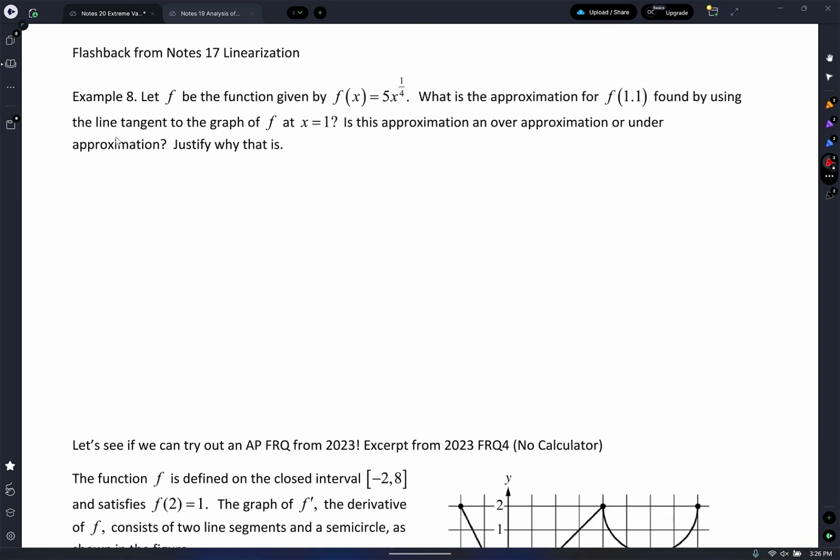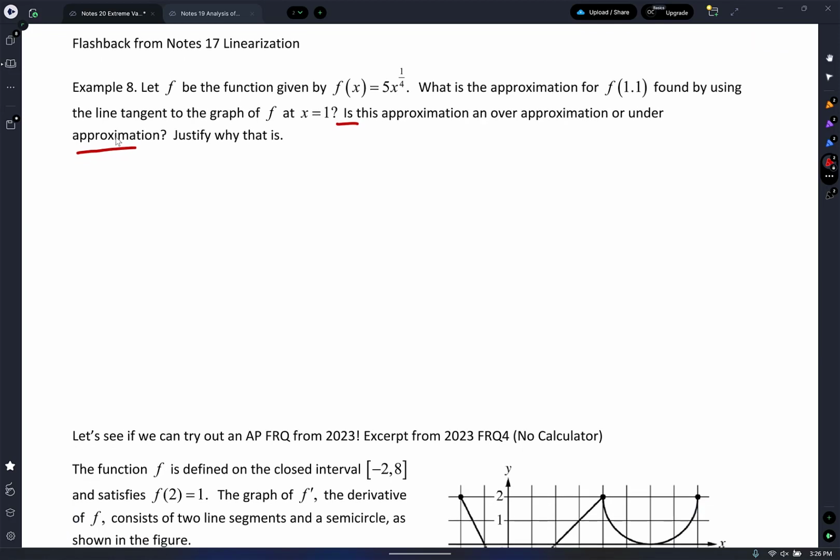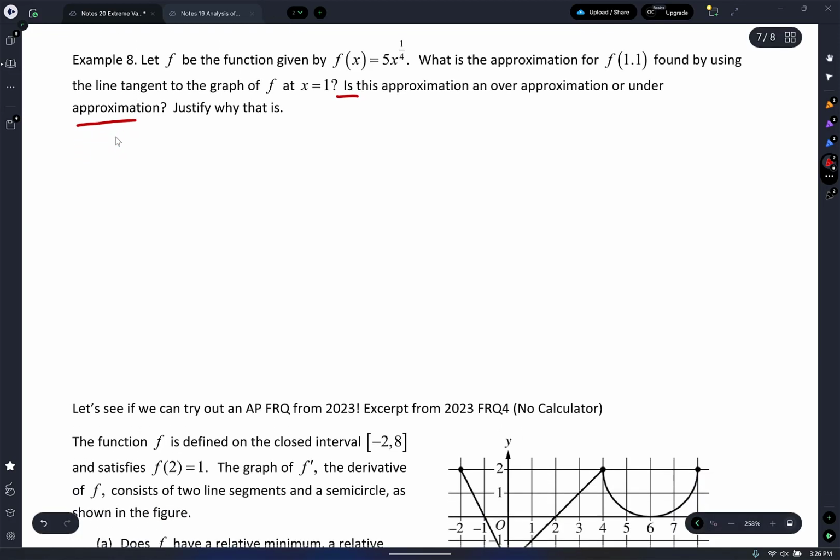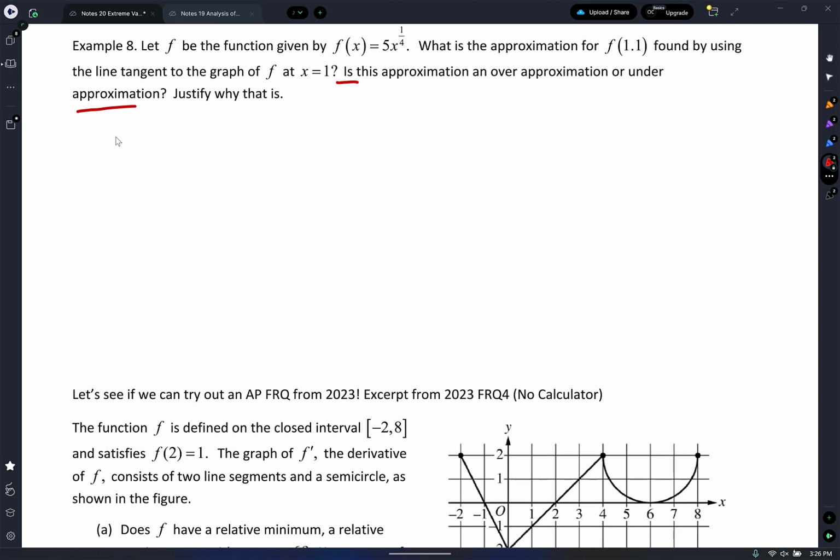Flashback from note 17. I don't think you have this part, so do you want to add it real quick? Is this approximation an over approximation or under approximation? Yeah, add it to your notes really fast, but I don't think I put that in there. Like, see, I don't have that. Is this approximation an over? Oh, the question? Yeah, I stopped yours at the question mark. We'll stop at this example, and then tomorrow we'll finish up that FRQ that we have down there.